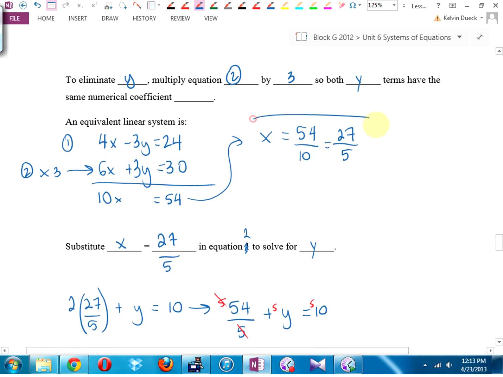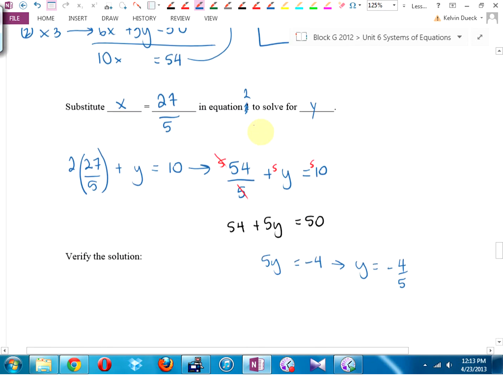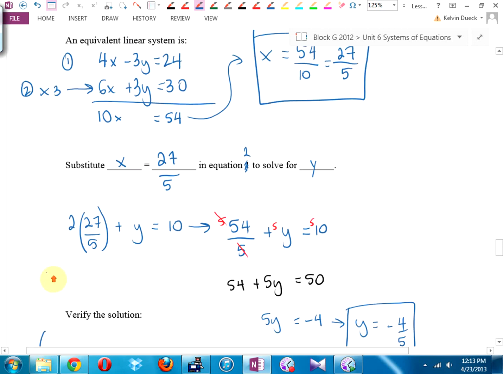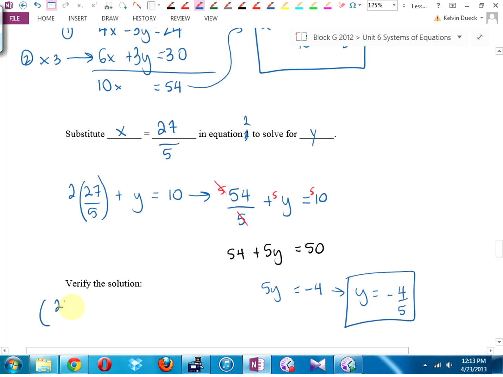You know what? I forgot to put a box here to make it stand out. Let's put a box here to make it stand out. So we're saying the solution is 27 over 5, comma, negative 4 over 5. It says verify. Get your calculators out. You can verify these by hand, but let's use the technology, especially for ugly stuff.